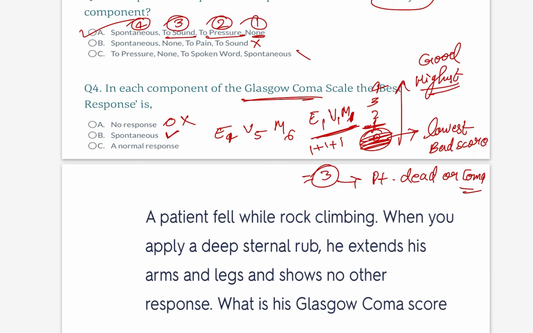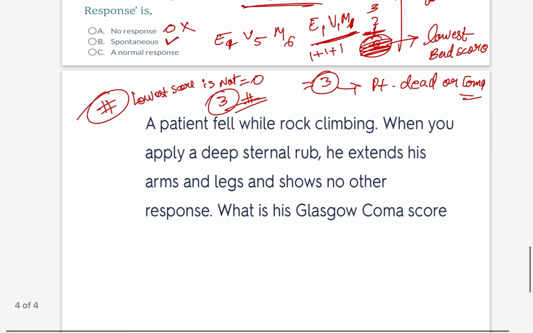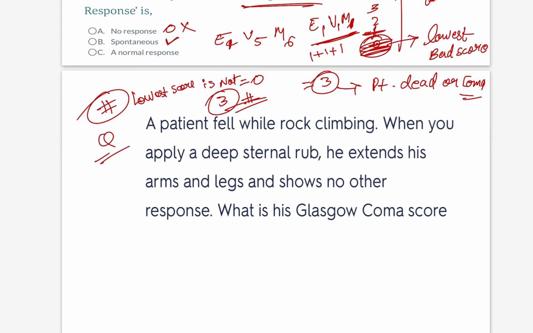So lowest score. So remember this one, the lowest score is not 0, right? Remember this one, they will confuse you. The lowest score is 3, right? Remember this. Okay, let's solve another question.